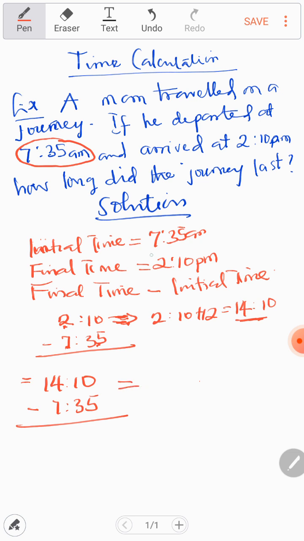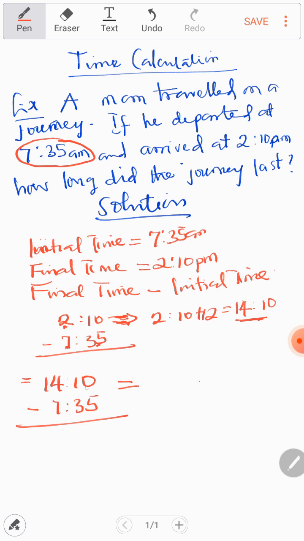So just remember that if the final time is smaller and is in 12 hours reading time, ensure to change it to 24 hours reading time to make your subtraction very easy. So now let's go ahead and subtract this.